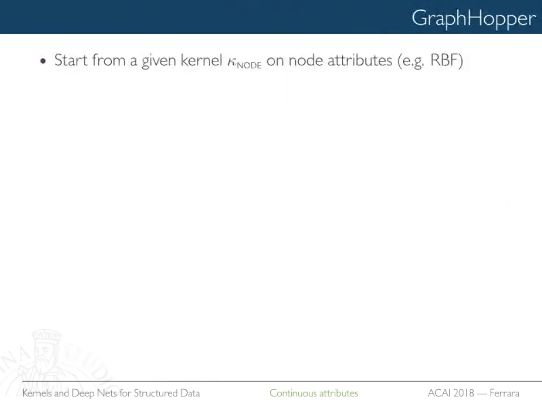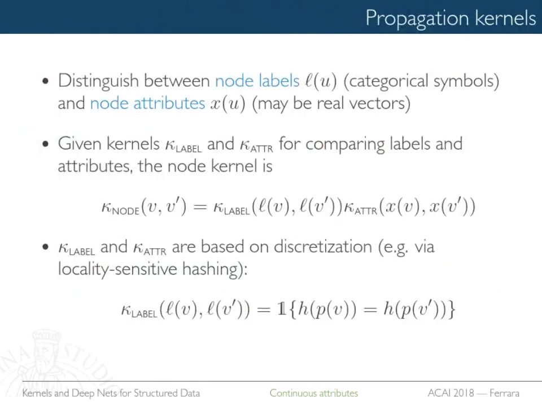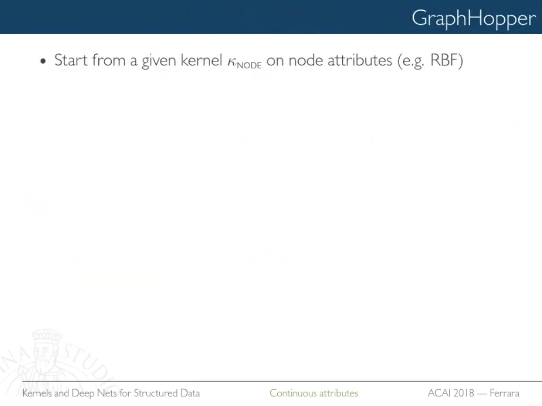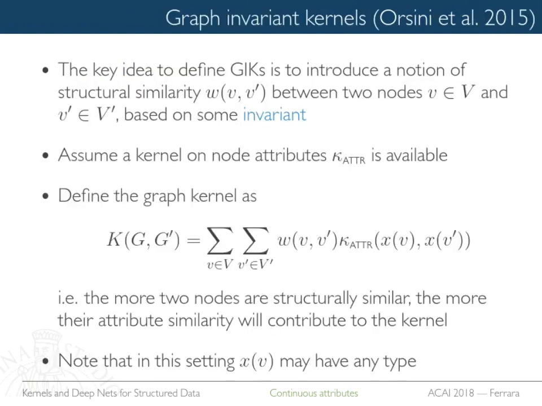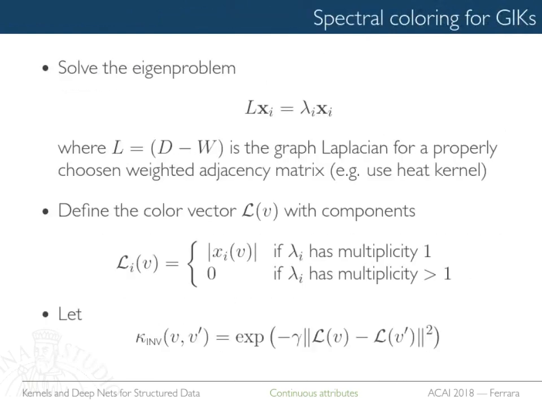By the way, if you are interested in these graphs for continuous attributes, I will give you the names. One is called propagation kernels. You can ask Christian Kirsten, who's in the audience, about that. Another one is GraphHopper, and another one is graph invariant kernels, which you can ask either me or Luke, because we are co-authors in this paper.